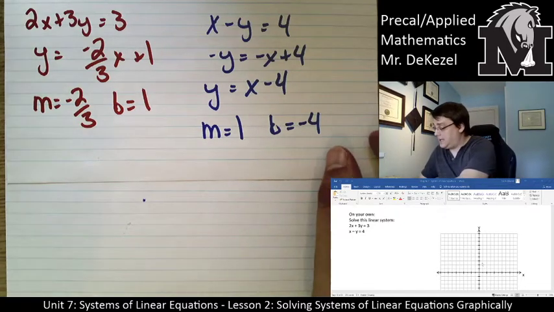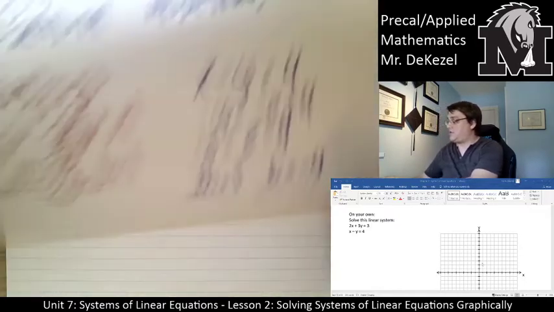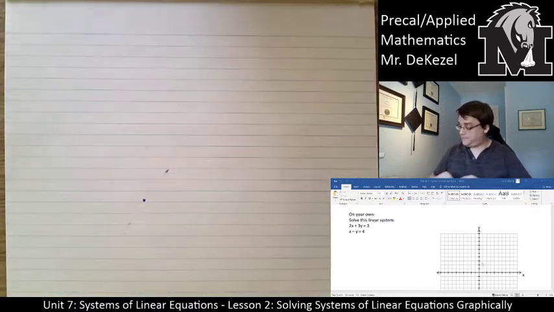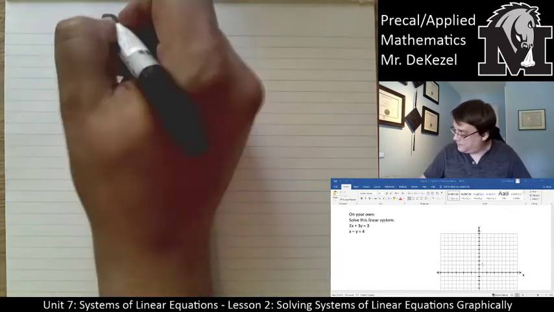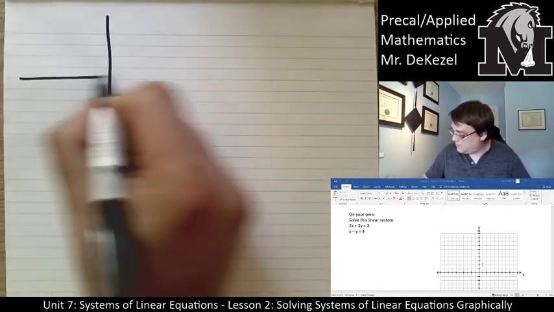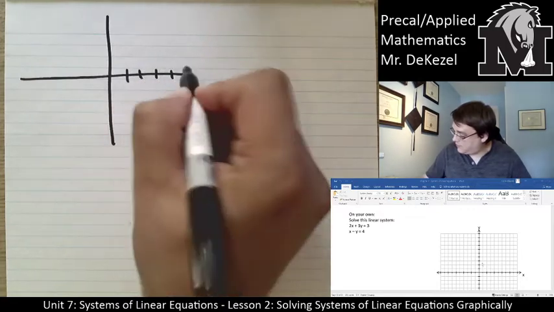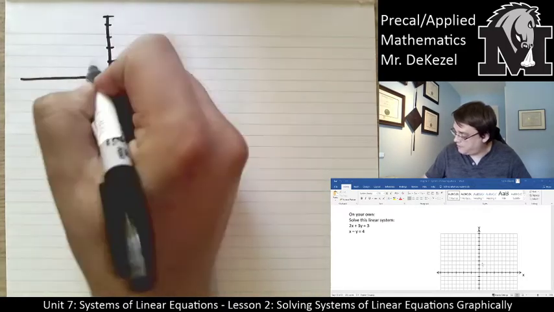So let's go ahead and do that. I'm going to draw it on the next piece of paper here. Let's see. 1, 2, 3, 4, 5. 1, 2, 3, 4, 5.